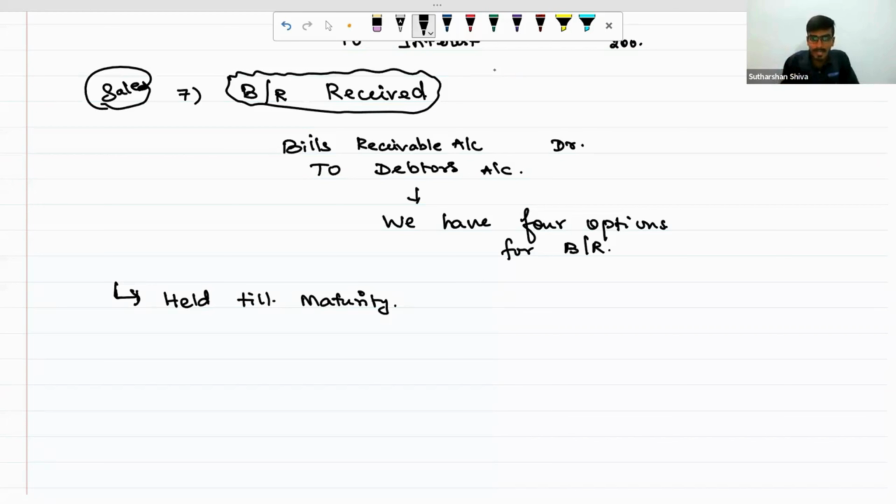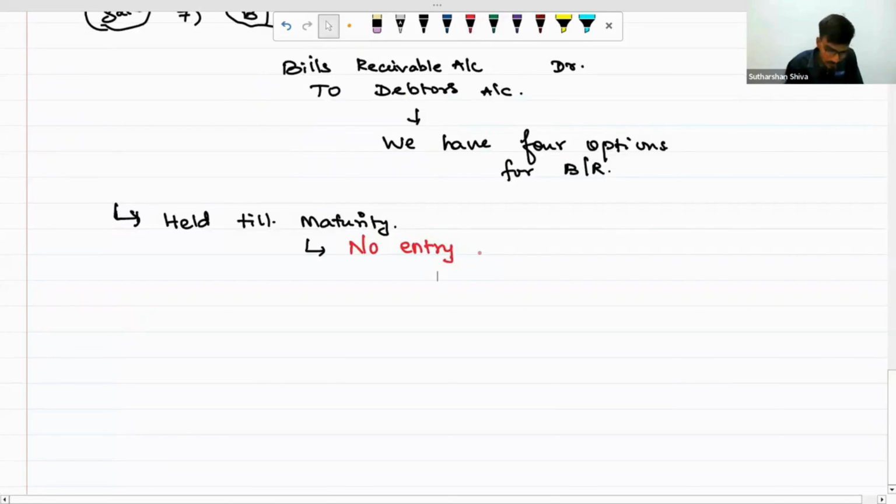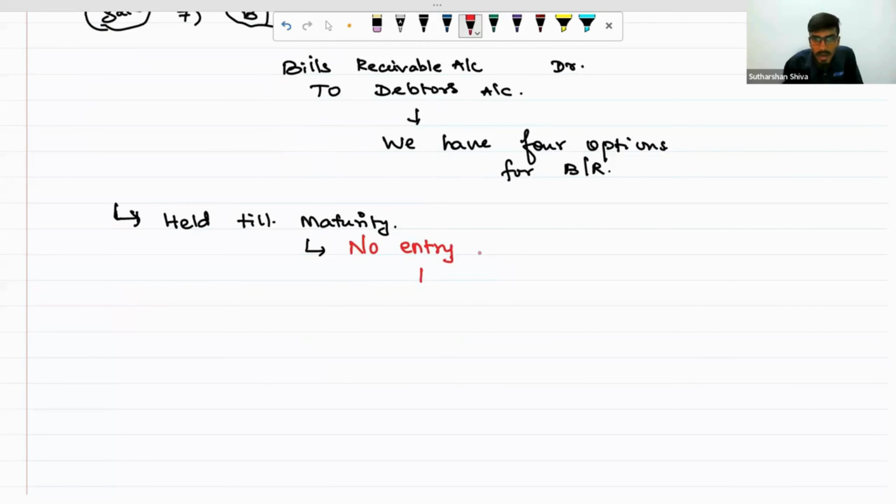I have already passed the entry for the bill. For a bill held till maturity, there will be no entry. No journal entry should be passed. Okay. But at maturity, the maturity time comes to mind. Okay, this is your first thing. That can be a probability. At maturity it comes.